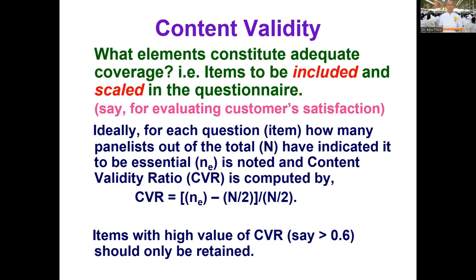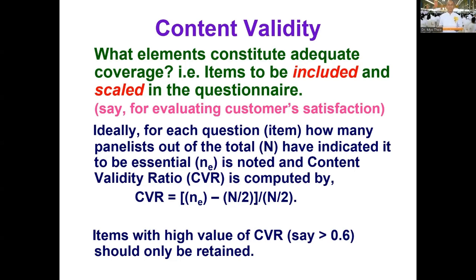Here, content validity: what elements constitute adequate coverage? That is, the items to be included and scaled in the questionnaire, say for evaluating customer satisfaction. So this is our criteria. If you go through the CVR, it is CVR = (Ne minus N by 2) divided by N by 2. So this is the criteria.